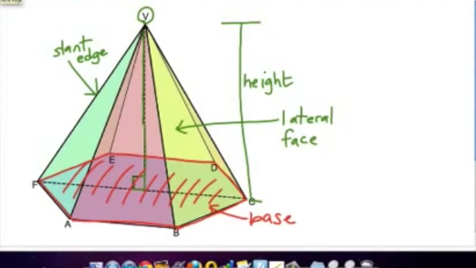Now, if the perpendicular meets at the center of the base, then the pyramid is a right pyramid. If the base of the right pyramid is a regular polygon, then the pyramid is a regular pyramid. So I guess the idea of this pyramid was to make it a right hexagonal pyramid.